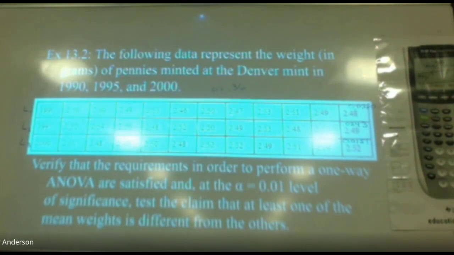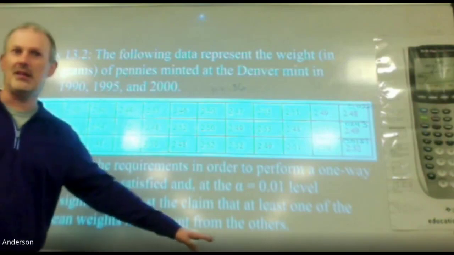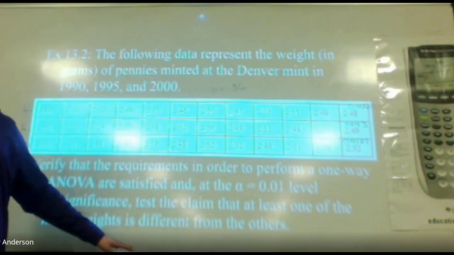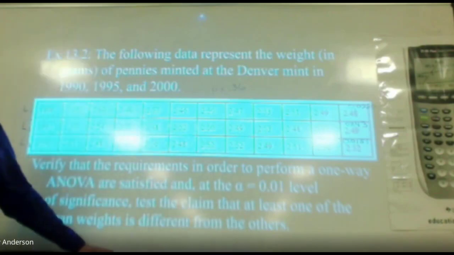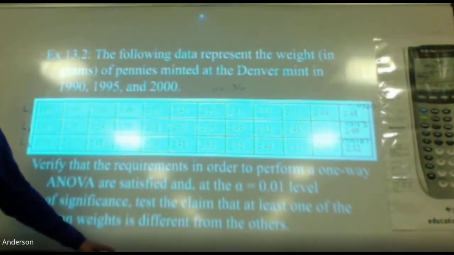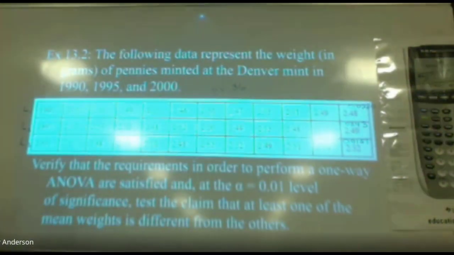We're going to fail to reject the null hypothesis, which says they're all the same, right? So then test the claim that at least one of the weights is different. What would our response to that be? There is not enough evidence to state that one of them is different, right? Because our p-value is bigger than alpha. So we are not rejecting the null hypothesis, which means there's not enough evidence to claim the opposite of that null hypothesis. Okay, does that make sense?